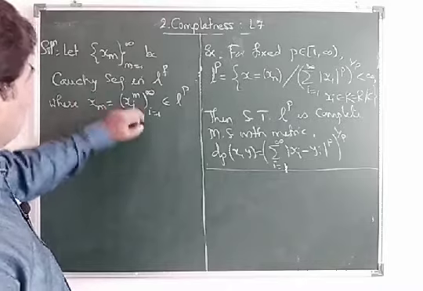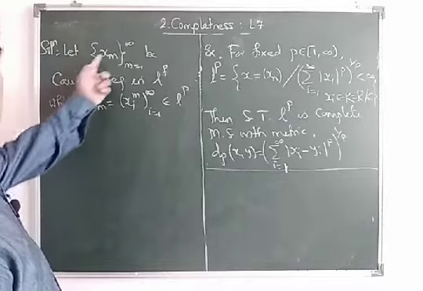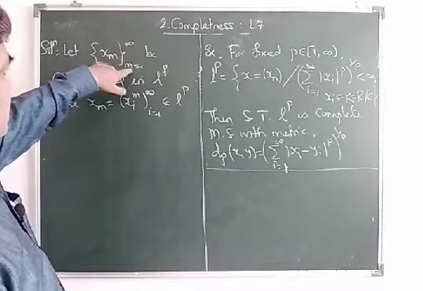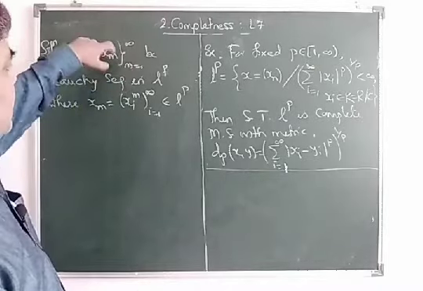xm itself is one sequence, so this is a sequence of sequences. xm is an element of LP. LP contains p-summable sequences. Here LP is nothing but just this one; this is less than infinity, right? That is the definition of this. So xm is equal to this.